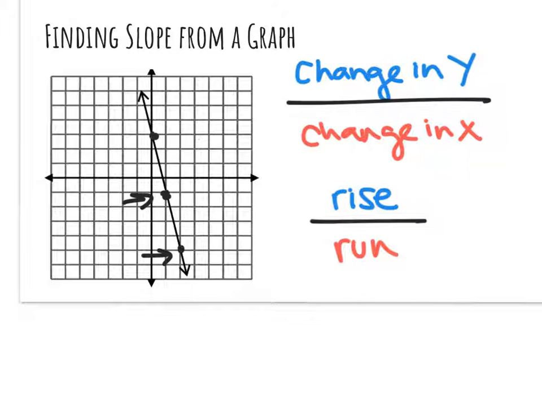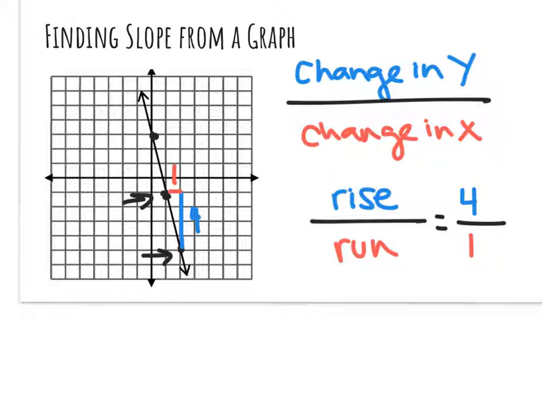First, I'm going to find my change in y, or my rise. So my rise is up 1, 2, 3, 4. So my change in y is 4, or my rise is 4. My run is 1. So my change in x is 1, or my run is 1. So my slope is a rise of 4 and a run of 1.